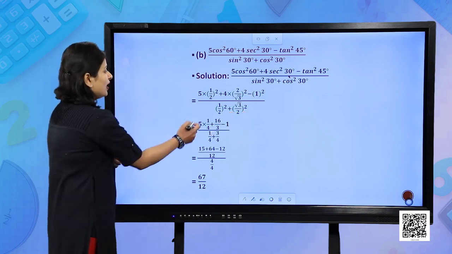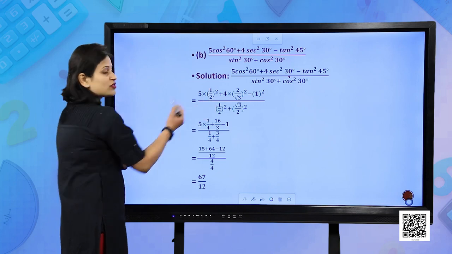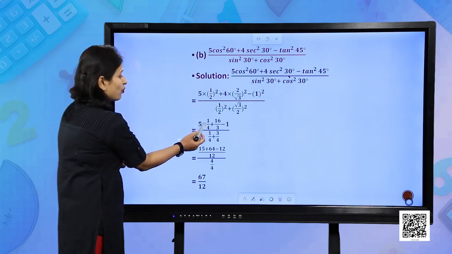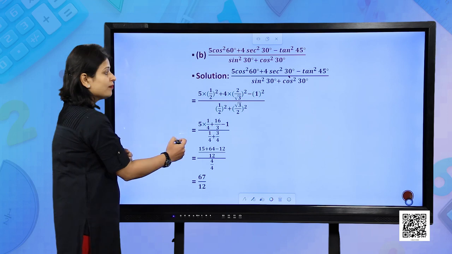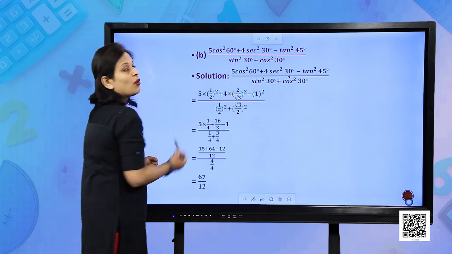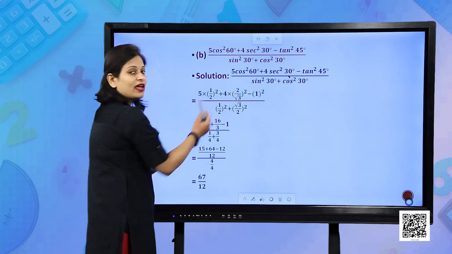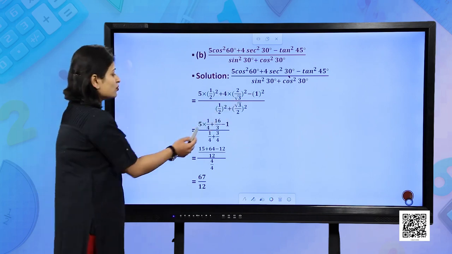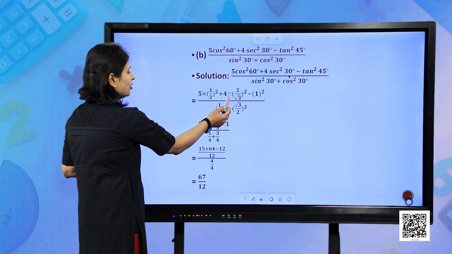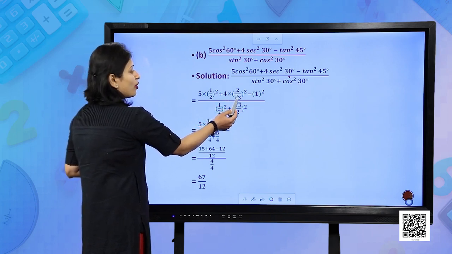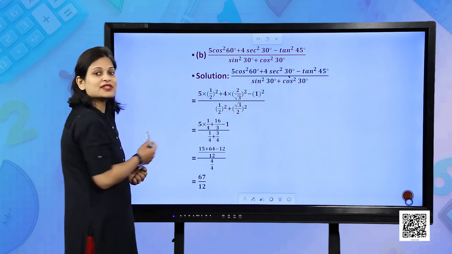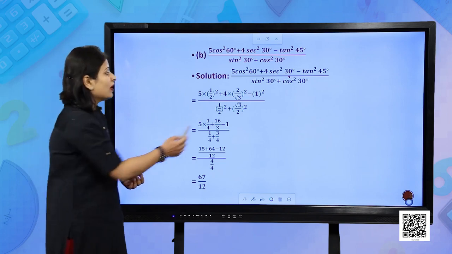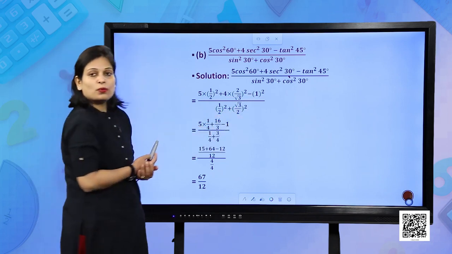Now, we have 1 by 2 whole square as 1 by 4. So, 5 into 1 by 4. 2 by root 3 whole square. 2 square is 4, root 3 square is 3. So, 4 into 2 upon root 3 whole square will give you 16 by 3. Here 1 square is 1.